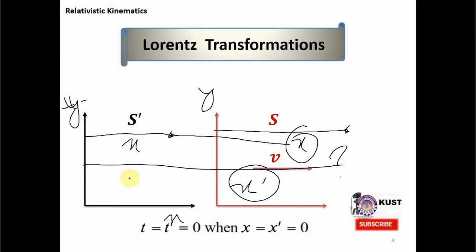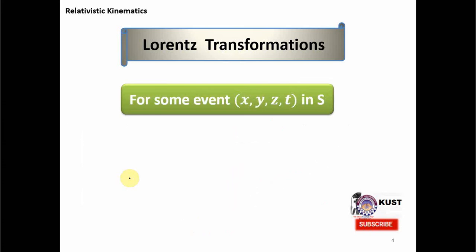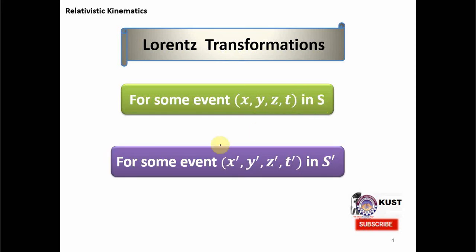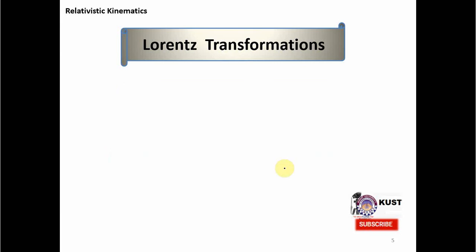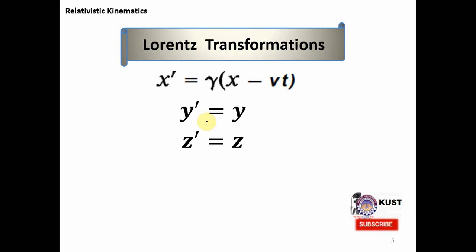Okay, so now we go to the Lorentz transformations. So say for some event x, y, z, t measured in S, what are the coordinates when measured in S prime, that is x prime, y prime, z prime, and t prime. In these cases, these are the transformations. So x prime is related to gamma (x minus vt), where v is the velocity with which this frame is moving, and then y prime is equal to y, and z prime is equal to z, and t prime is equal to gamma (t minus v by c square x).